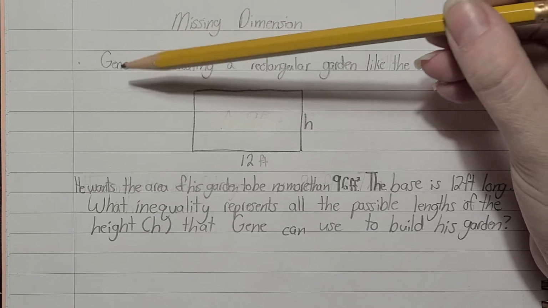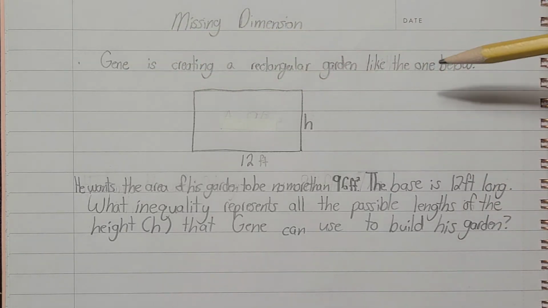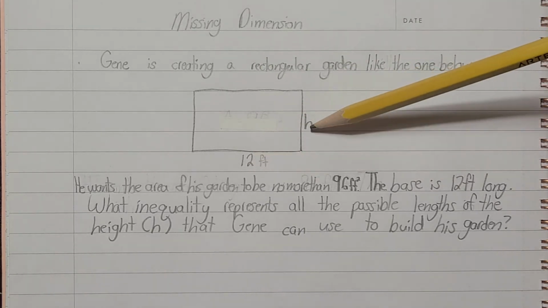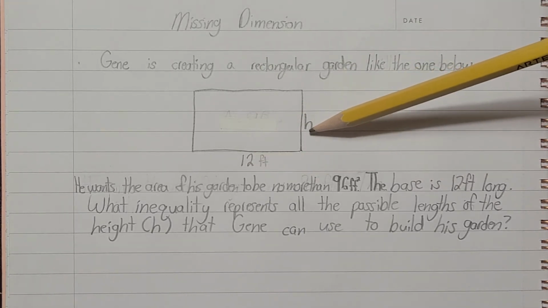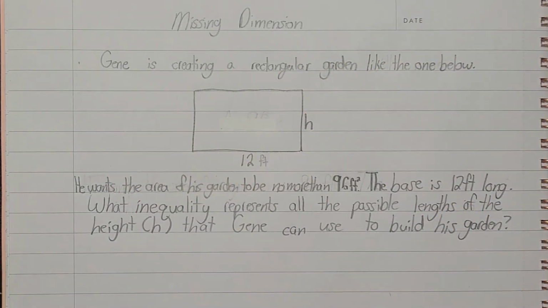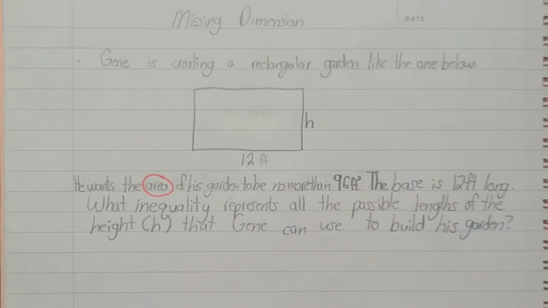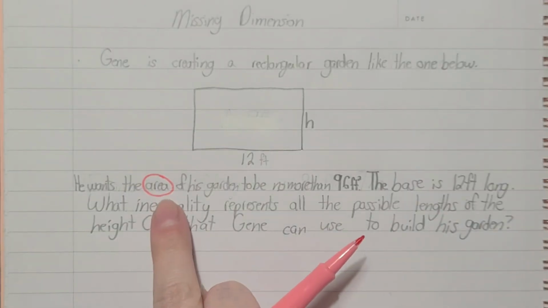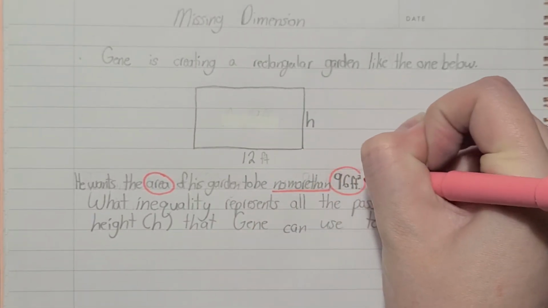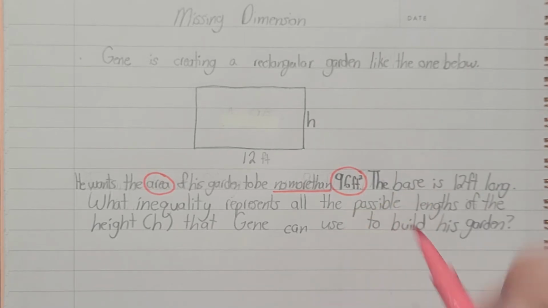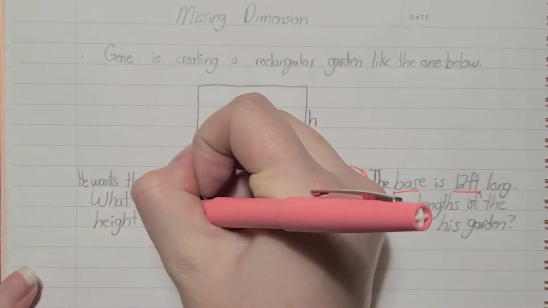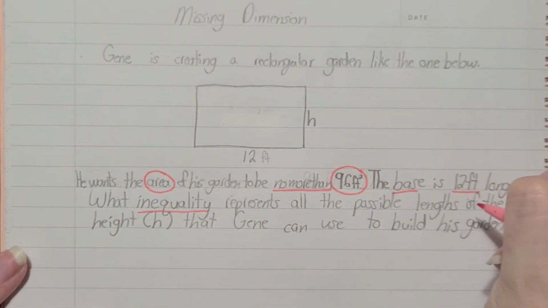So let's think through. Jean is creating a rectangular garden like the one below. Okay, rectangle checks out. We have 12 feet, and then I see an H. So I need to figure out what that H is, I'm thinking. He wants the area of his garden. All right, good. We're not doing volume. This isn't like some prism. This is area of his garden to be no more than 96 feet squared. The base is 12 feet long. Okay, got it. What inequality represents all the possible lengths?